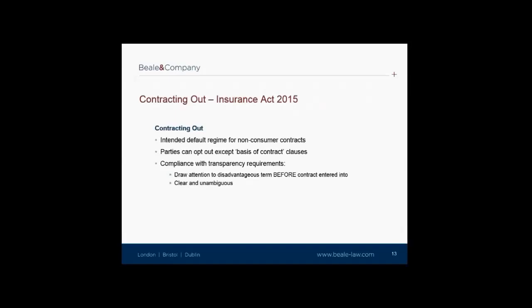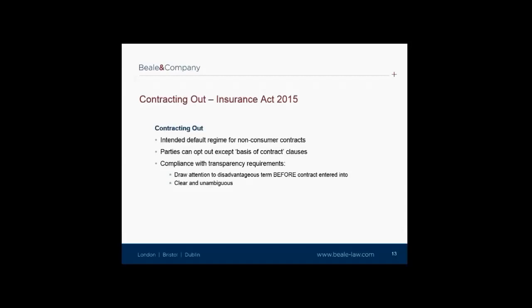In relation to contracting out, the Act is intended to be a default regime for non-consumer insurance contracts. However, it is recognised that some provisions may not be suitable for all markets and commercial parties. The Act therefore allows the parties to non-consumer insurance contracts to contract out of the default regime. The only exception to this is in respect of basis of contract clauses, which parties cannot opt out of.